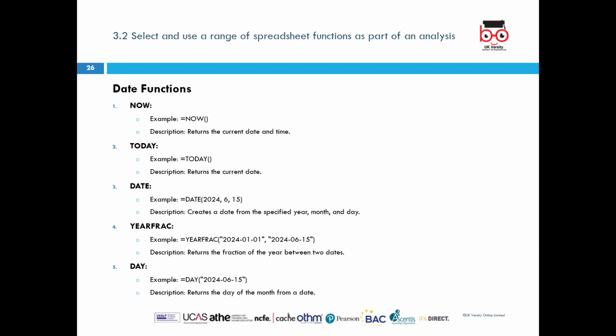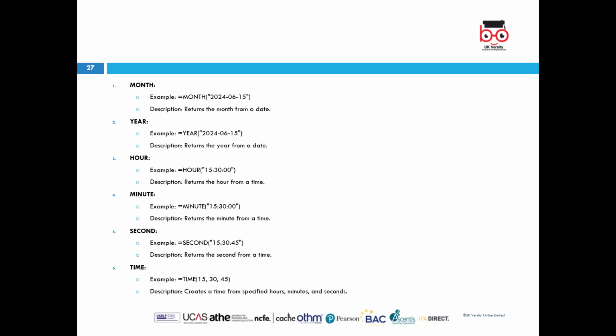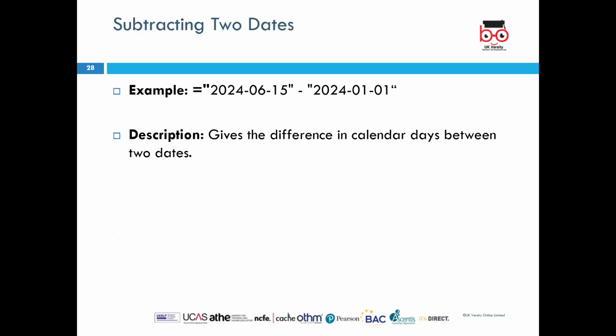DAY is going to return the day of the month from the date. MONTH returns the month from a date. YEAR will return the year from a date. HOUR is going to return the hour from a time. MINUTE is going to return the minute from a time. SECOND will return the second from a time. And TIME is going to create a time from a specific hour, minute, and second.